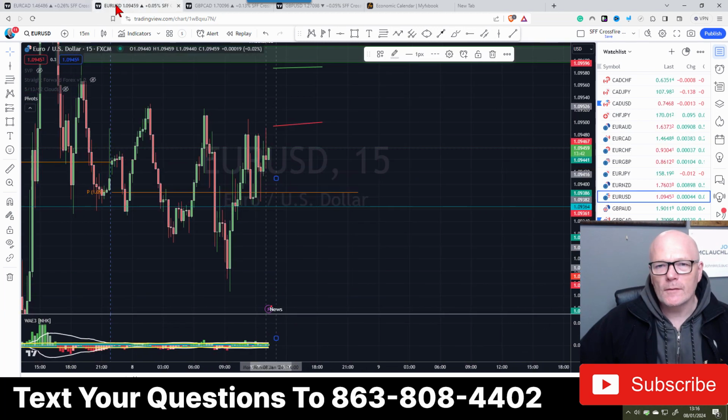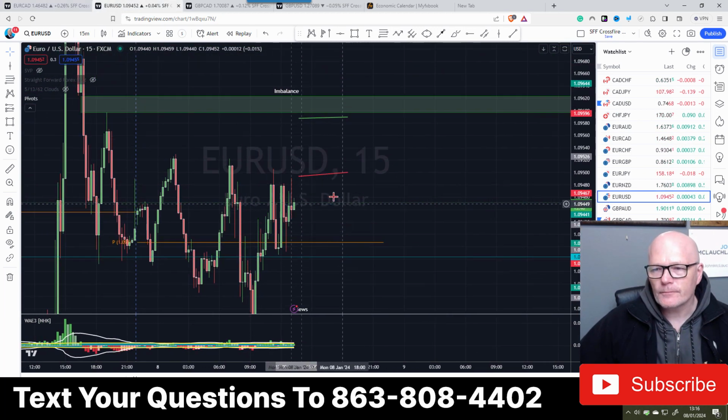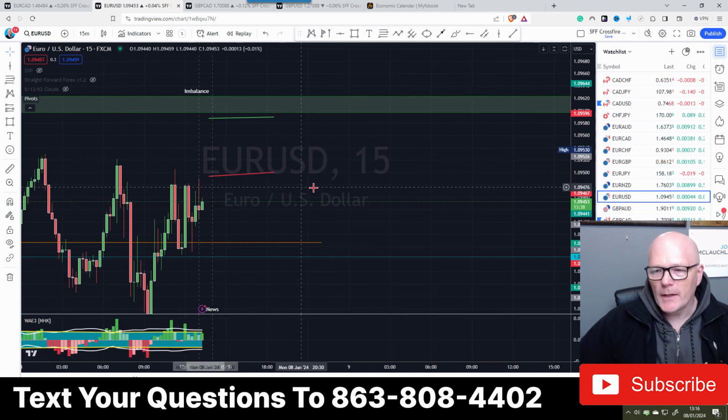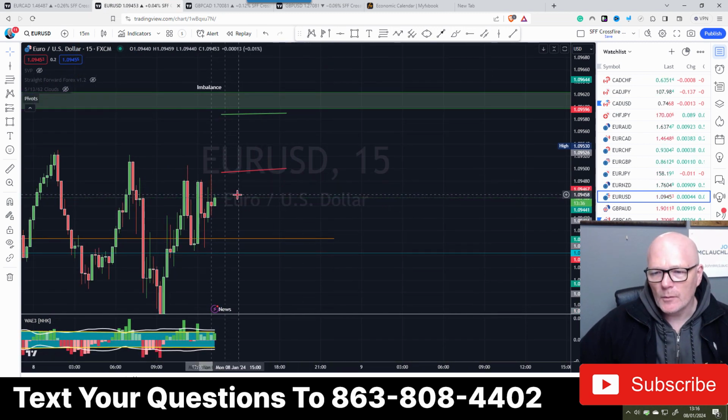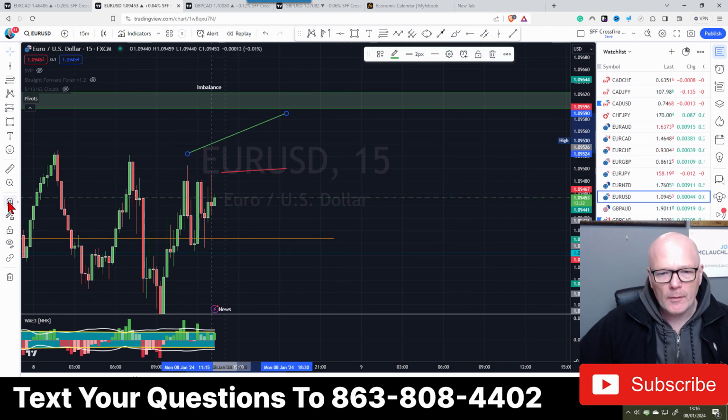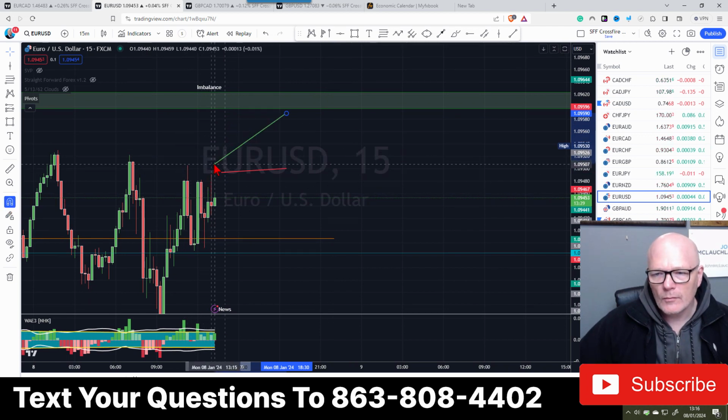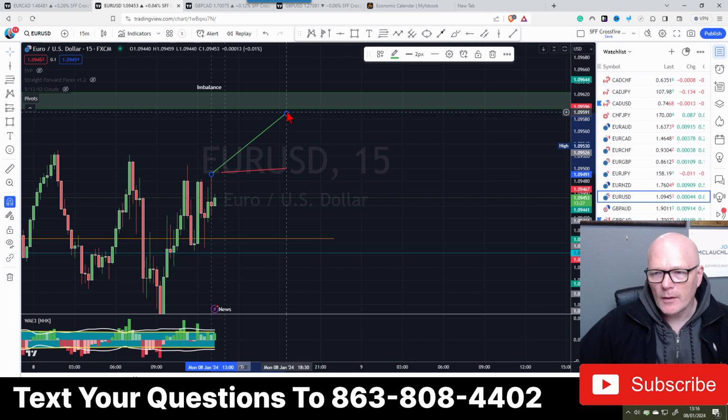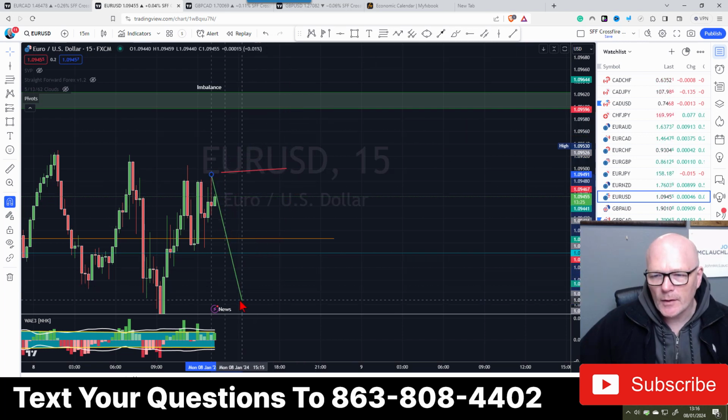Right, we'll do the same for all 4. Euro USD. So on the 15-minute time frame, there's the wick. The higher high is the red candle next to it. Put the magnet tool on. You see how the magnet tool just snaps it to it, makes it a lot easier.